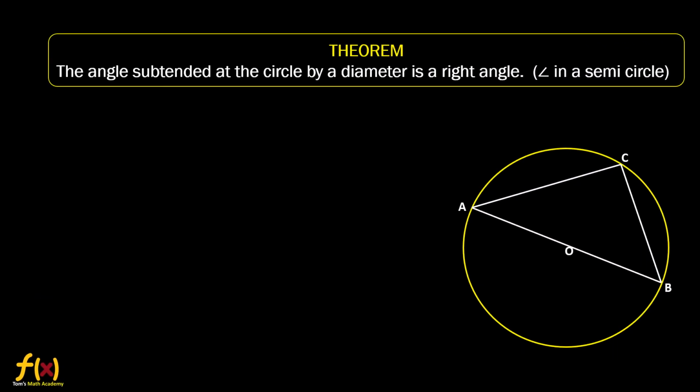Another simple theorem: angle subtended by the diameter. Look at the diameter AOB. Diameter AOB subtends an angle at the circumference. The theorem says that the angle subtended by the diameter is 90 degrees, or a right angle. So a simple idea here: we know the angle at the center. How much is that angle on a straight line? 180. If this is 180, the angle at the circle is half of 180. It is 90 degrees. So that is a simple proof.